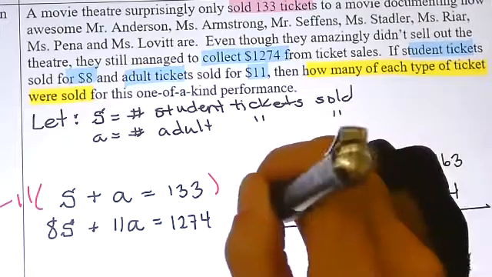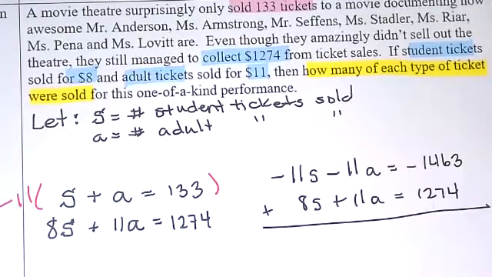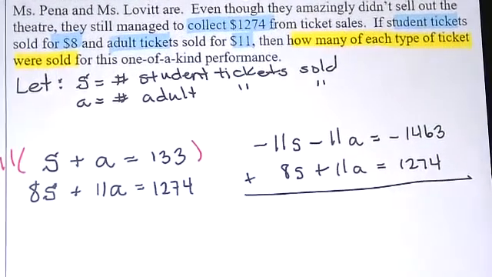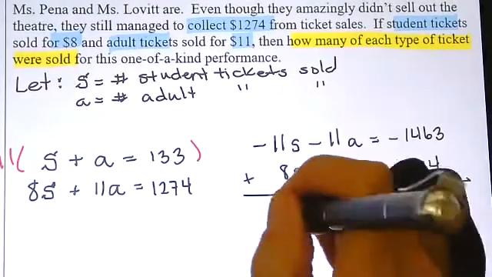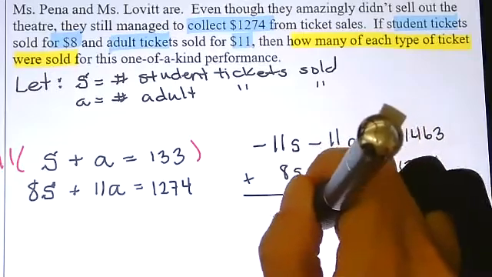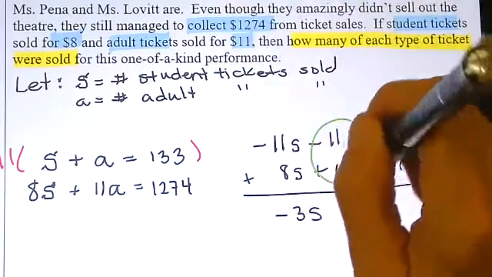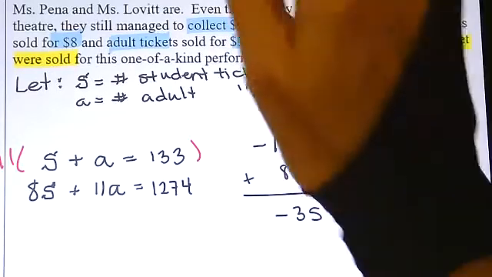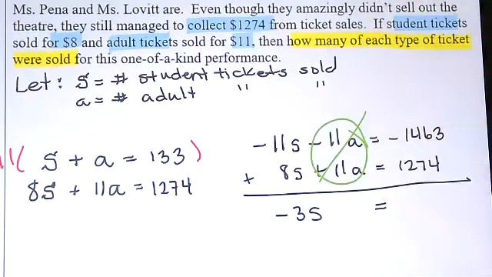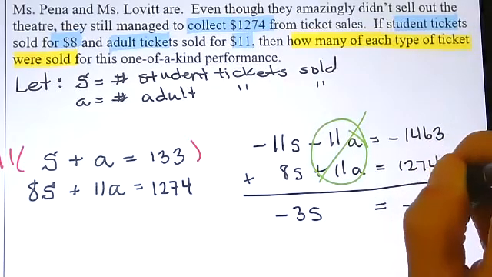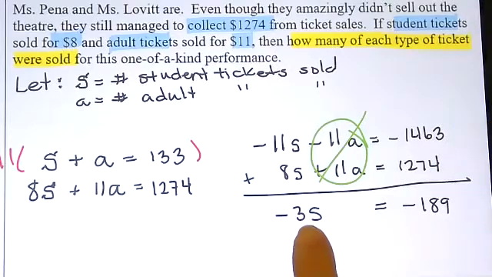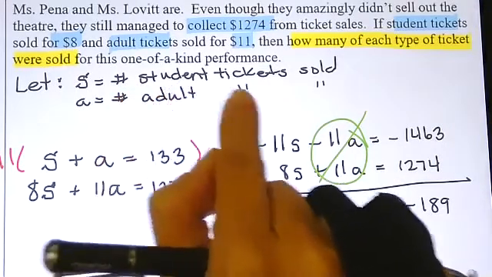And I fortunately noticed there's no 5s in this problem, so I shouldn't get my S's mixed up with my 5s since there's literally no 5s. Okay, adding right here. Negative 3S, and my A's eliminate. Equals. I got to do negative 1463 and add 1274. That gives me negative 189.